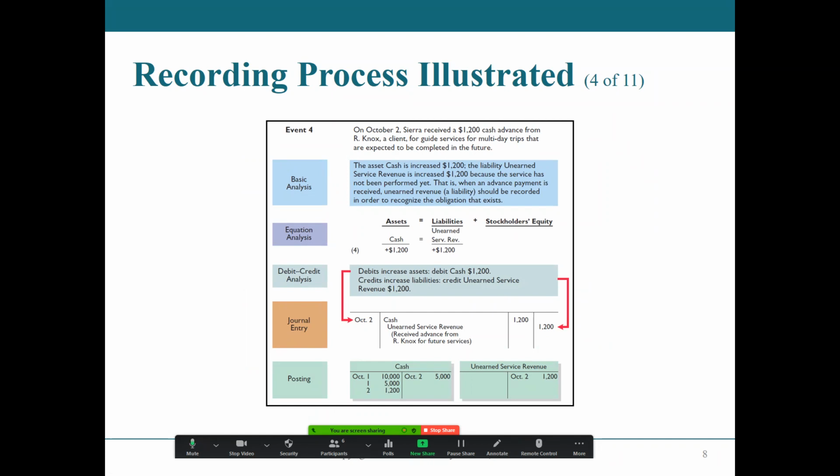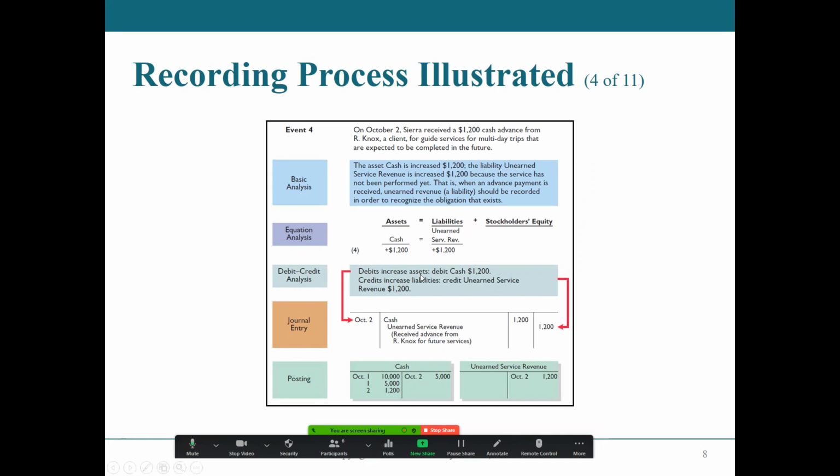Let's see, on October 2nd, they received a $1,200 cash advance from a client for guide services for multi-day trips that are expected to be completed in the future. In this case, we received money, so our cash is going to go up, but we have not yet earned this revenue because we're expecting to complete the service in the future. So instead, we're going to post this to an unearned revenue account, which is a liability. All that unearned revenue means is money I've received but have not yet earned. So cash is increasing, and the liability, unearned service revenue, is also increasing.